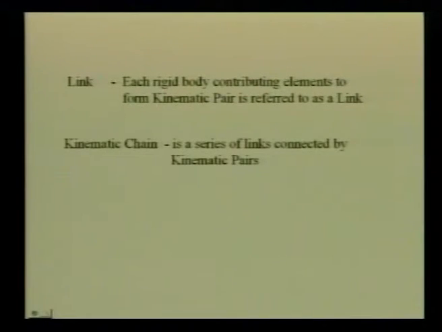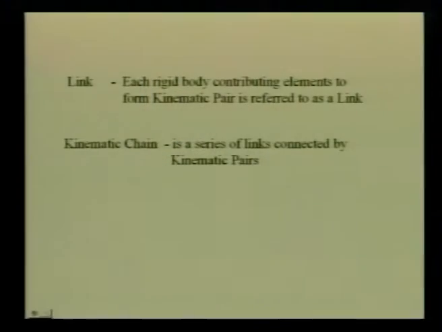At this stage, let us define certain words which will be used very often while describing kinematic analysis and synthesis of mechanisms. Let us start with the definition of link. Each rigid body contributing elements to form a kinematic pair is referred to as a link, and a kinematic chain is defined as a series of links connected by kinematic pairs.